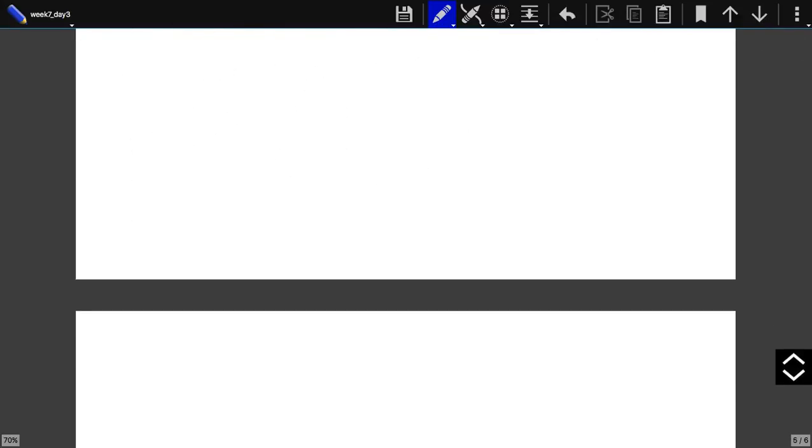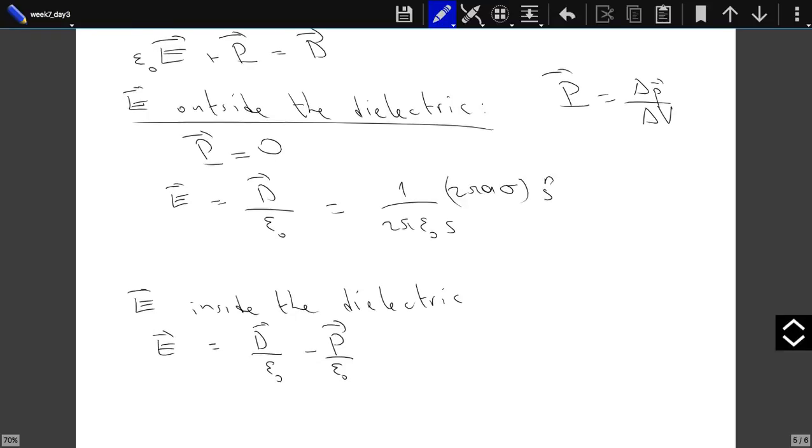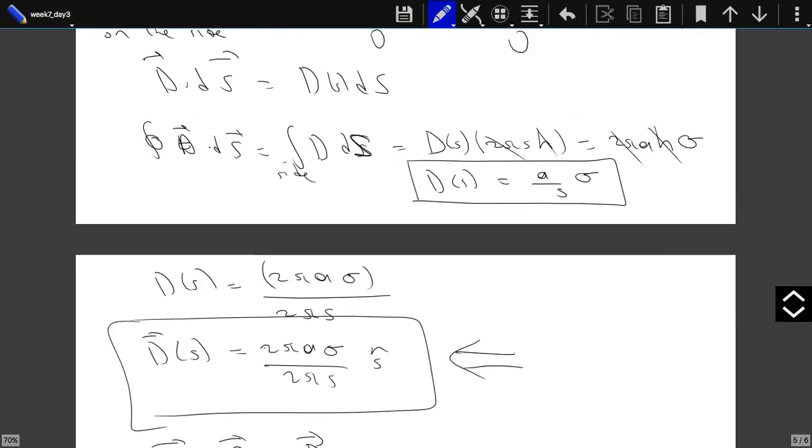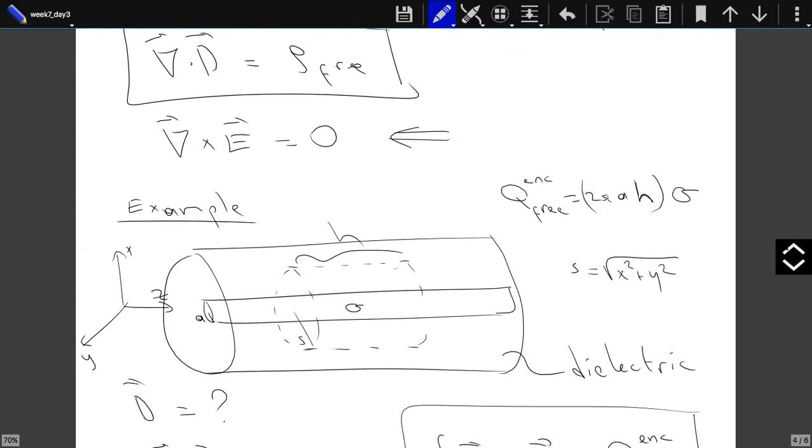Question? Sure. In the previous example, why is the integral of ds on the top and bottom zero? What is perpendicular? So you see, what we are evaluating is the integral of E dot ds, not D dot ds.